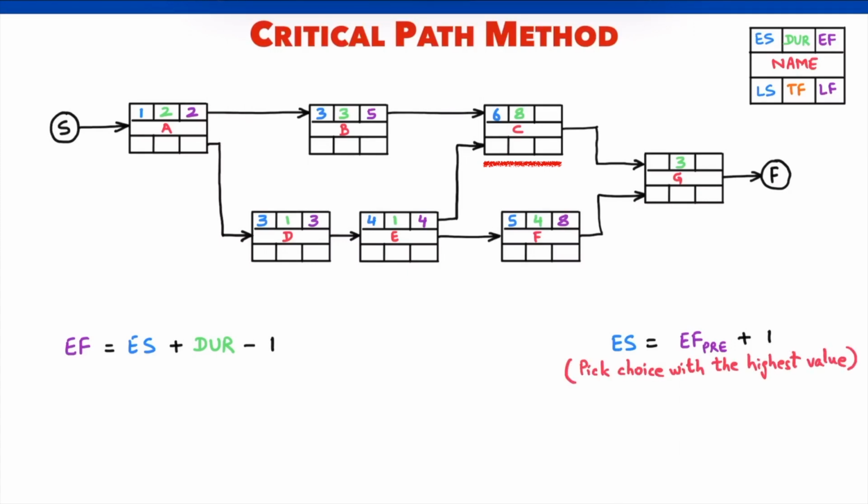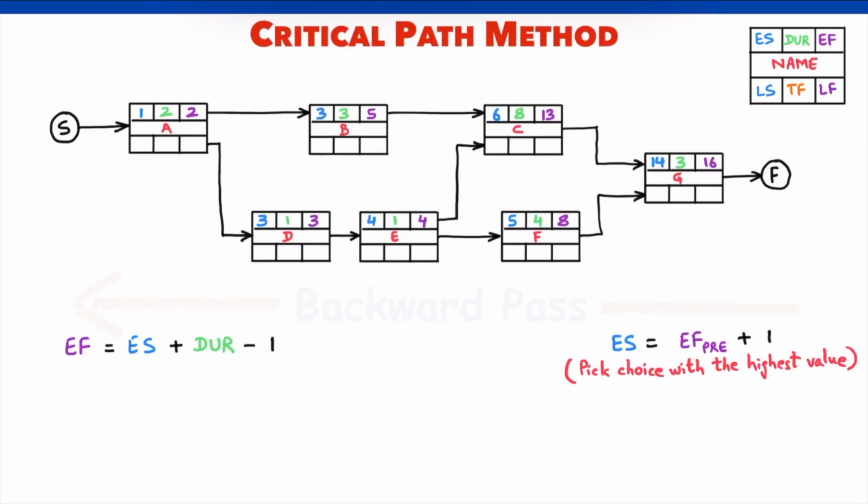We can find the early finish of C as before. It is day 13. Finally, for G, we have an early start of 14 and early finish of 16. We are done with the forward pass. We now have the early start and early finish of activities.